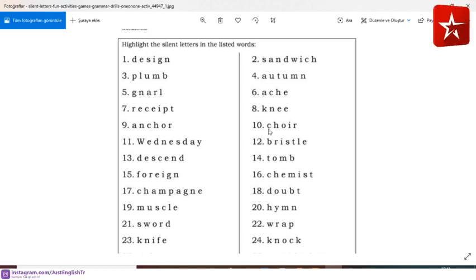Number 10, choir. Which letter isn't pronounced in choir? Like number 10. They say it's the same. Yes, it is the same, thank you, Julia. H is not pronounced here.